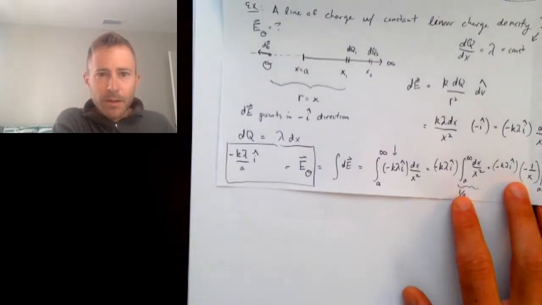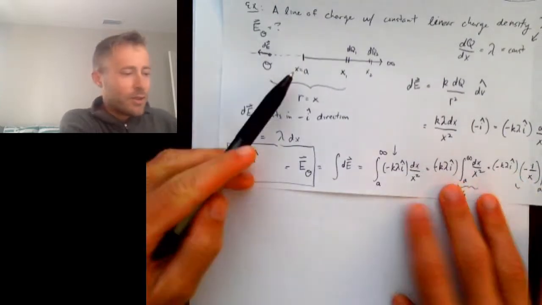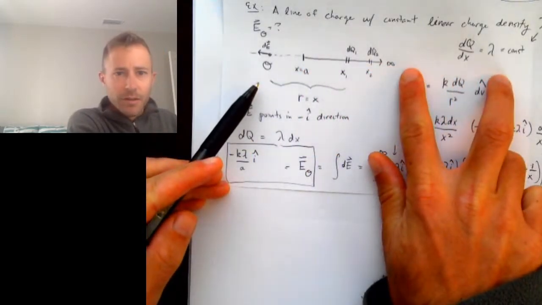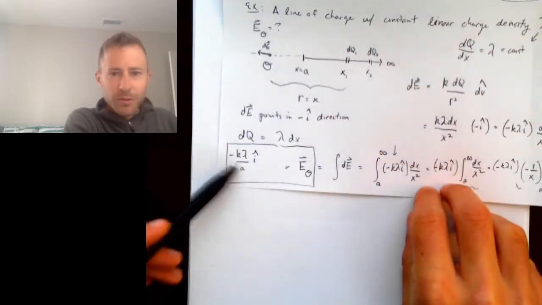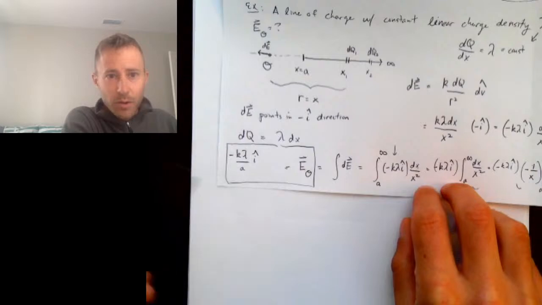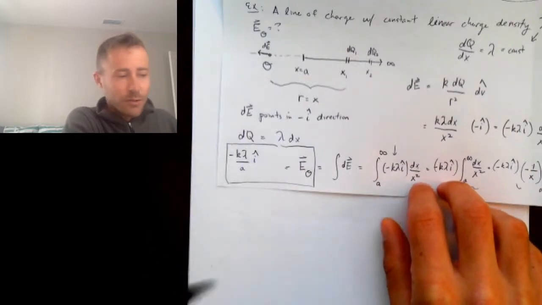And this answer makes sense. It means that the further the infinite line is away from the origin, the less electric field we have at the origin, and the more charge density we have, the more electric field we have at the origin. So that all makes sense.